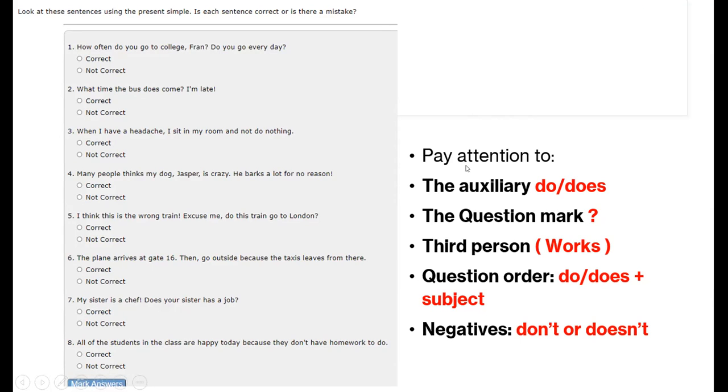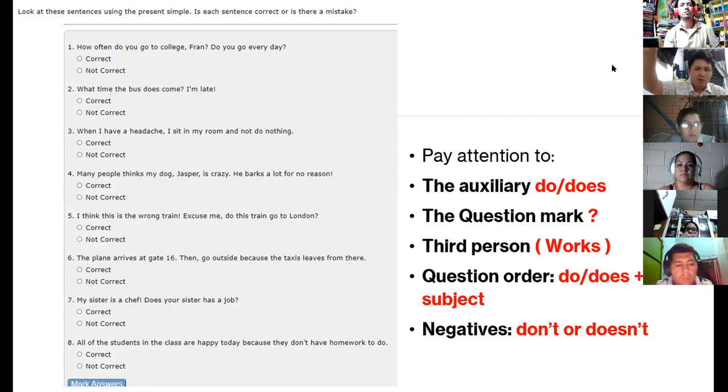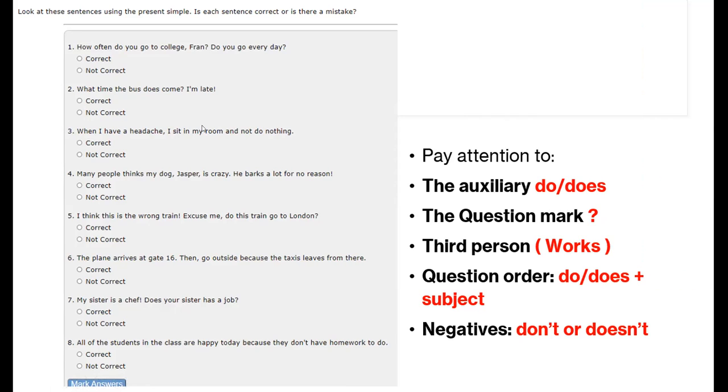And what I'm telling you is you have to pay attention to what I have on the right of my screen. Pongamos atención, ¿verdad? A esos puntos, you know, to those bullet points over there. Okay. Como hacer un examen de conciencia, ¿verdad? Entonces, pay attention to, pongamos atención a.